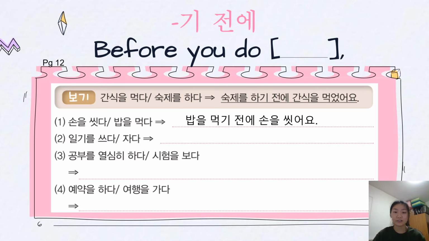Okay, let's try answering number 2. 일기를 쓰다 and 자다. How can we put that into a sentence? Before we sleep, we will have to write in our journal. Therefore, 자다 comes first, and then you write 기 전에, and then you end with 일기를 쓰다. So, 자기 전에 일기를 써요.